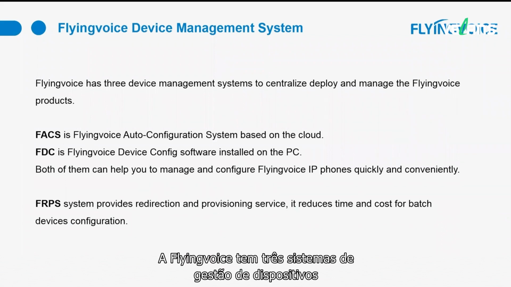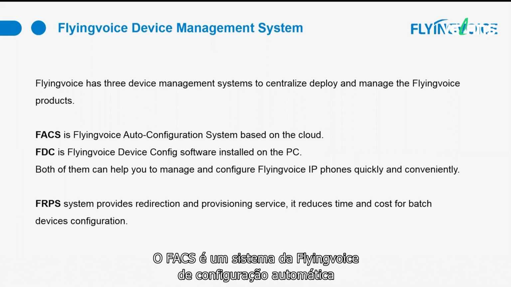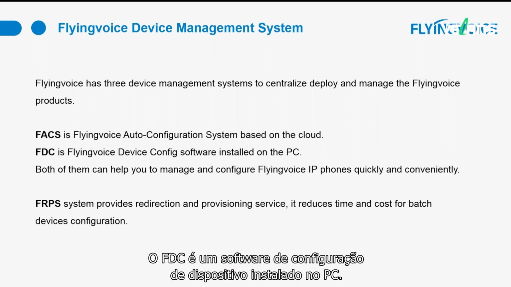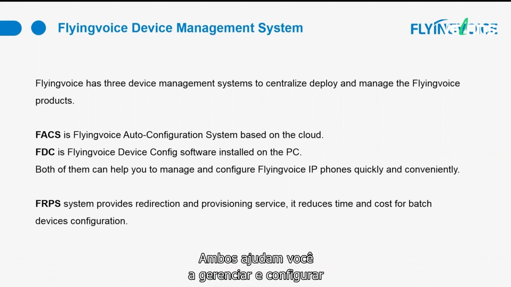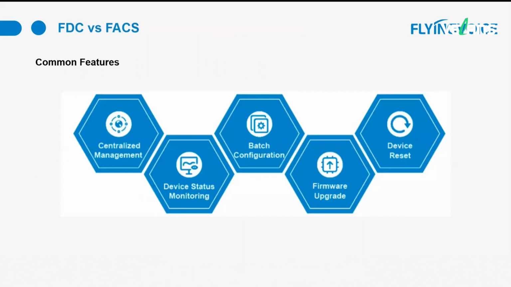Flyingvoice has 3 device management systems to centralize, deploy, and manage Flyingvoice products. FACS is the Flyingvoice Auto Configuration System based on the cloud, and FDC is Flyingvoice Device Config software installed on the PC. Both of them can help you to manage and configure Flyingvoice IP phones quickly and conveniently. The FRPS system provides redirection and provisioning service. It reduces time and cost for batch device configuration.